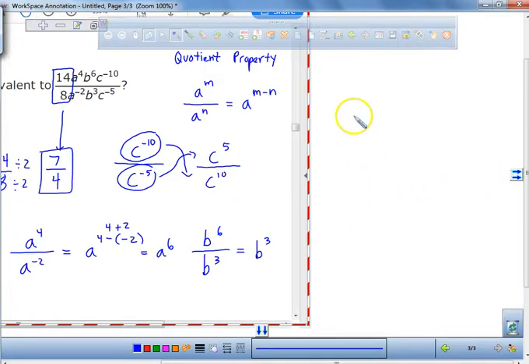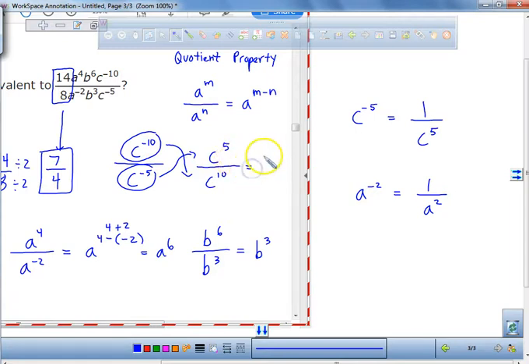If you're wondering why that's the case, if I said c to the negative 5, that actually means 1 over c to the 5th. That's what it means. If I said a to the negative 2, what does that actually mean? 1 over a squared. But a quick way to make your negative exponents positive, just shift them up or shift them down.